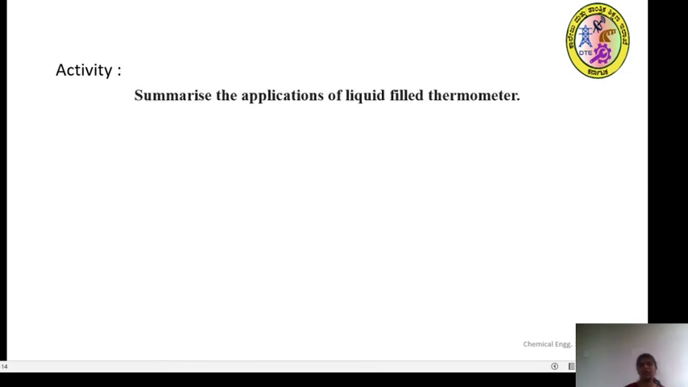So after learning about the filled system thermometer, let me give some activity. Please summarize the application of liquid filled thermometer in various industries.